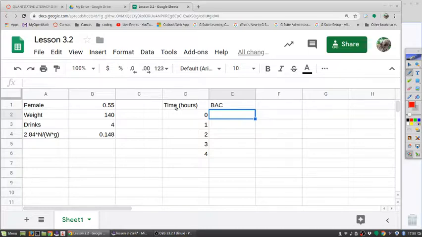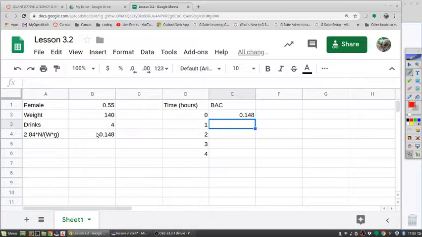So let's see. It's always going to be equals negative 0.015 times the time. Well, the time happens to be located right next to me, so I click on the time I need right there. And then plus, I'm going to add on that 0.148. You might be thinking, why would I type that number here instead of just clicking on it? That's a little tricky. I'm going to wait to show you that in a minute. I'm just going to type it for now.